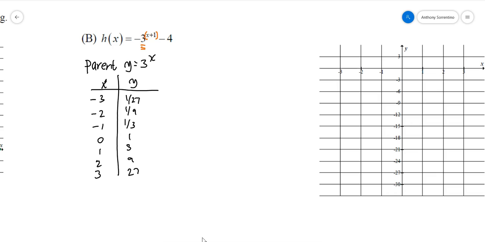And so what I see here on my x's, I see an addition of 1, so I'm going to subtract 1 from all my x's. Remember, I always do the opposite for these horizontal transformations. So when I start setting up my table, all of these just simply go down by 1.